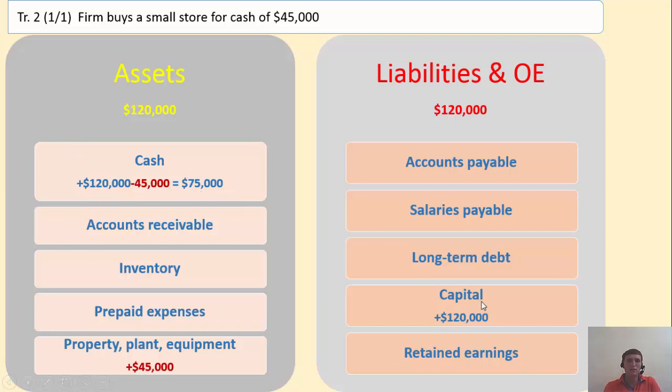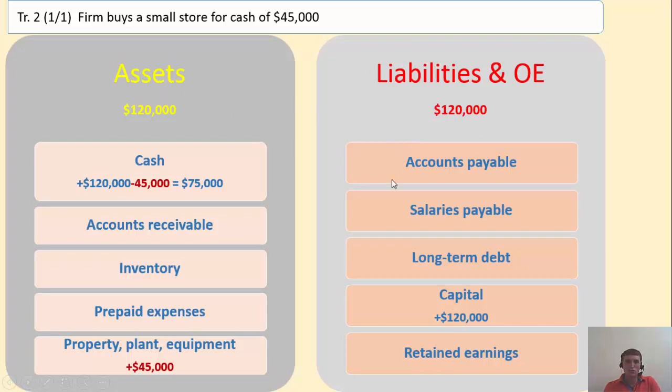Capital hasn't been affected. Nothing on this side has been affected. Think about it. What happened is that now the firm has a fixed asset, and that is classified as property, plant, and equipment. This increases by $45,000. As a result of this, cash $75,000, property, plant, and equipment $45,000, assets still $120,000, liabilities and owner's equity $120,000. The equation is still balanced.